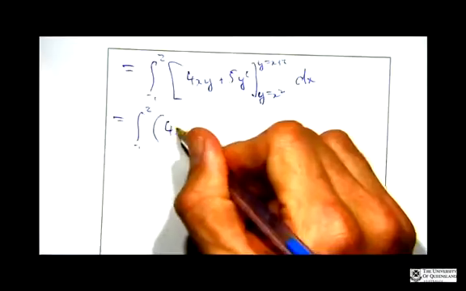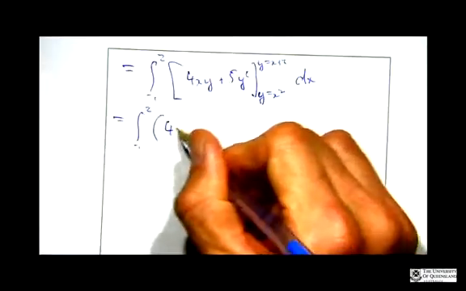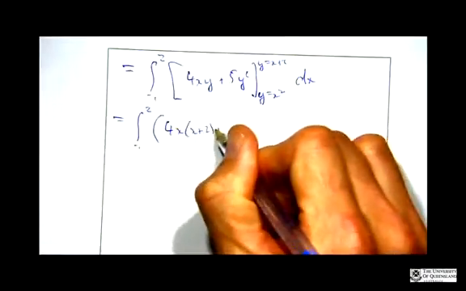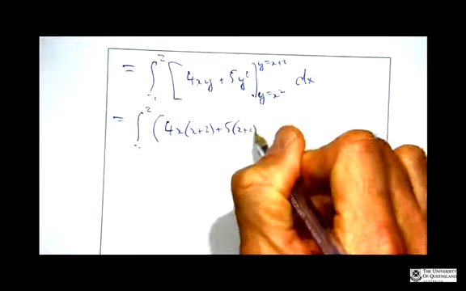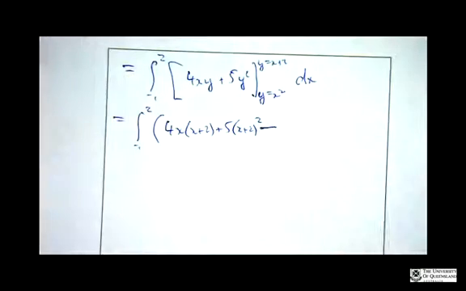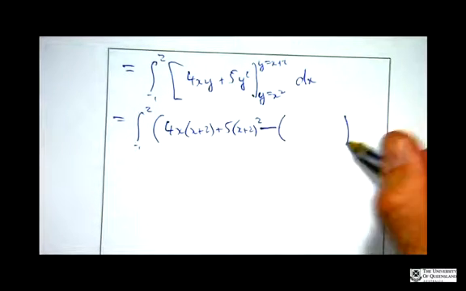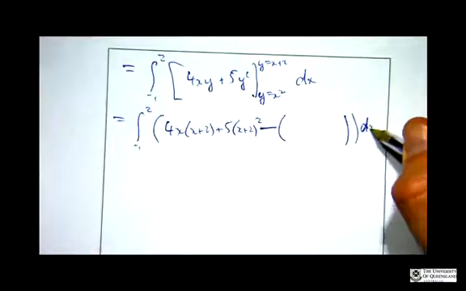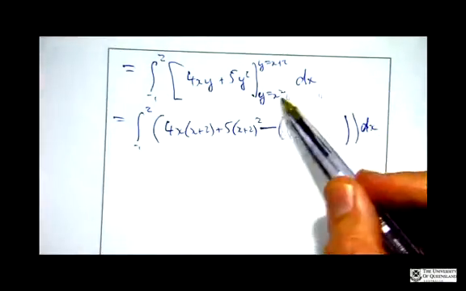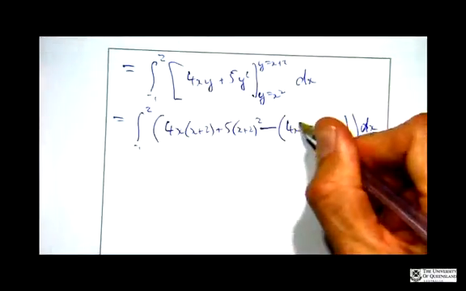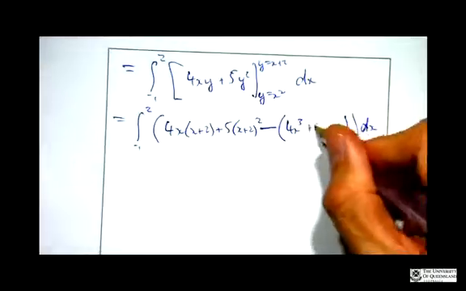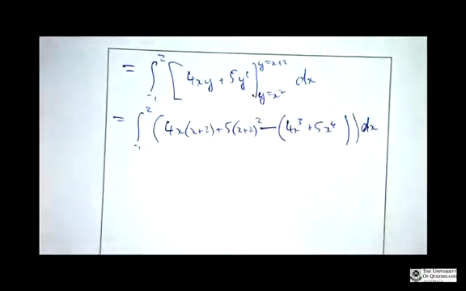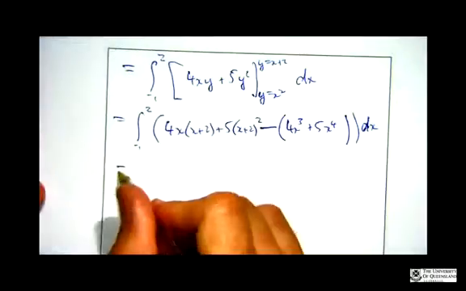All right, so now I substitute in the upper bound. So that's 4x times (x plus 2) plus 5 times (x plus 2) all squared, and then minus the expression obtained when we substitute in the lower bound. So in this case, y equals x squared, we'll get 4x cubed plus 5x to the 4th. All right, so now this is just a polynomial in x that we're integrating.